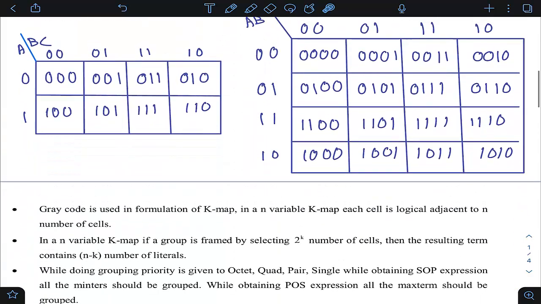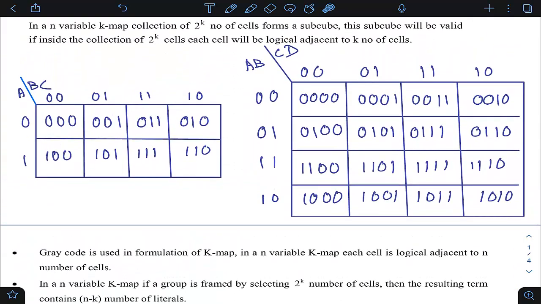So remember students, something known as gray code is used in the formulation of K-map. In an n variable K-map, each cell is logically adjacent to n cells. What is the meaning of this statement? Let us see.